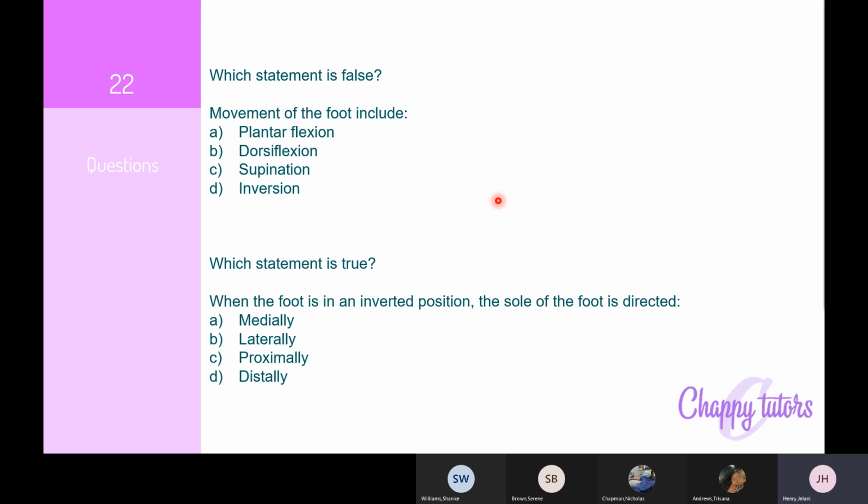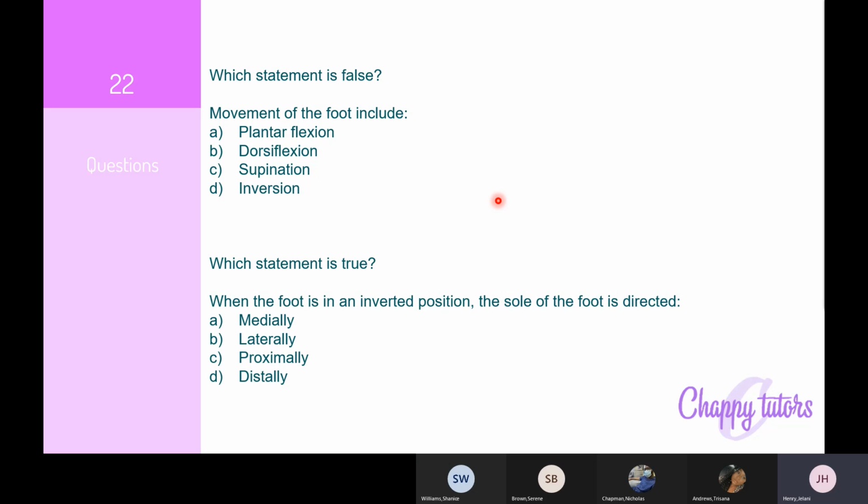Okay, so which statement is false? Movement of the foot include A, plantar flexion, B, dorsiflexion, C, supination, or D, inversion. So which of those options is not a movement of the foot? C. That is correct. C, you can't supinate your foot, right? That range of motion is just not possible in the foot, right?